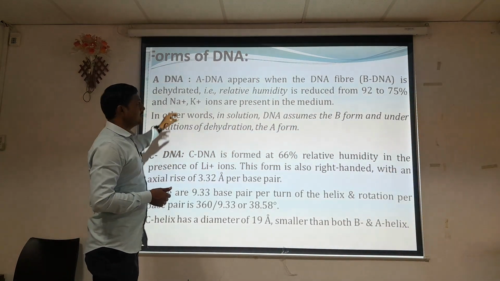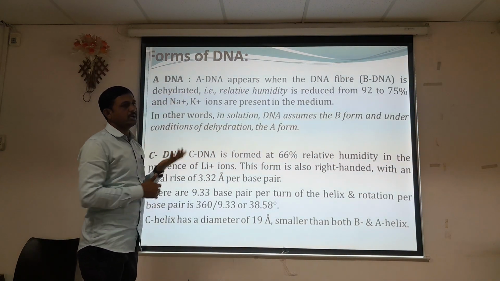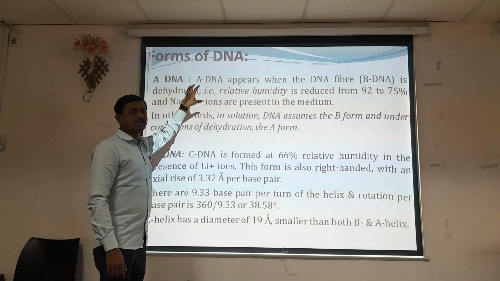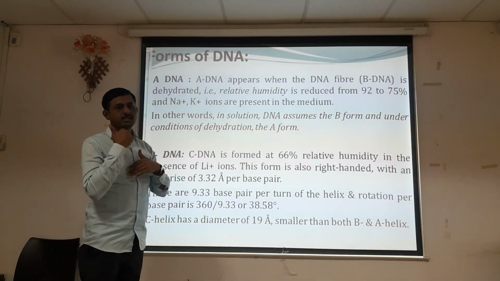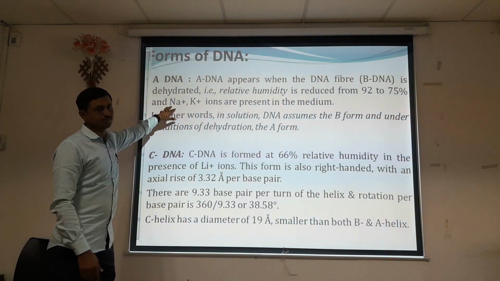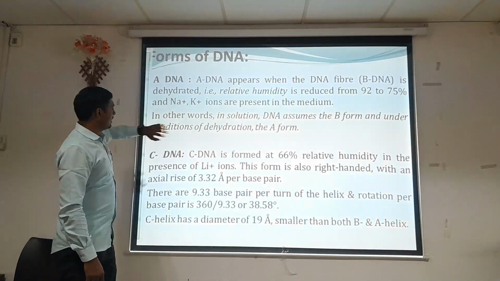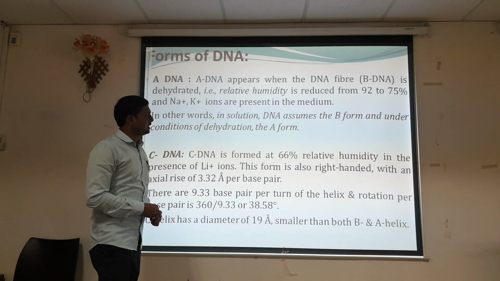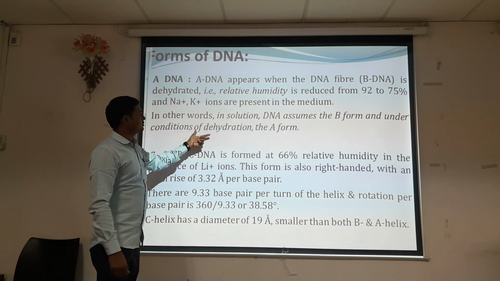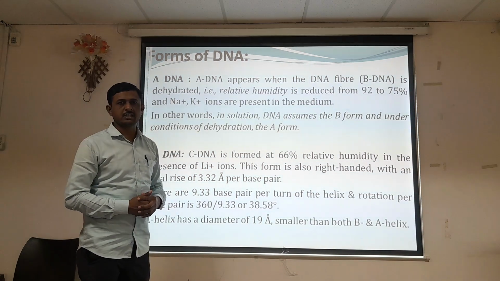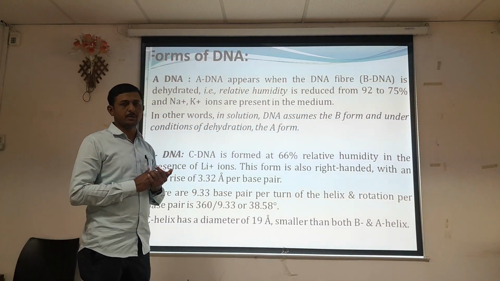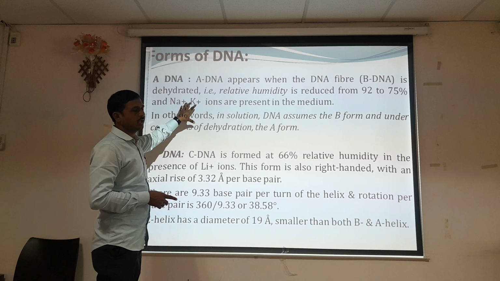Okay, that means humidity or water is lost from there. So in that case A form of DNA can appear. So B form of DNA is converted into A form in the presence of sodium and potassium ions. In other words, in solution DNA assumes the B form, and under conditions of dehydration, the A form. In that case, normally the structure assumes a B form, but due to dehydration it appears like an A form. So it is nothing but the A form of DNA.